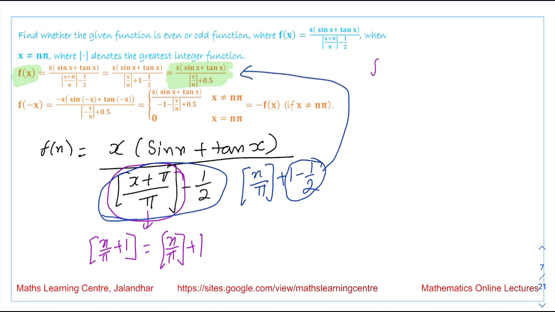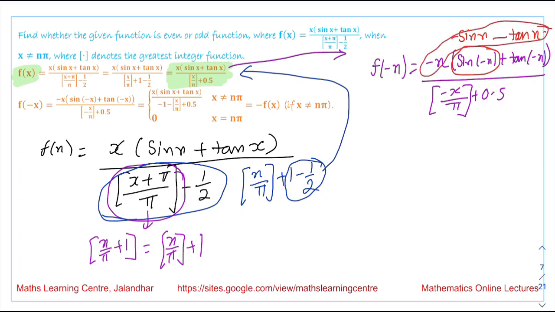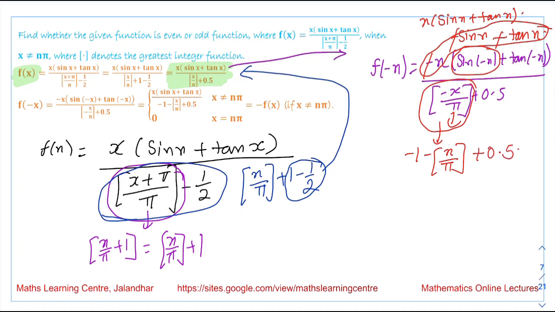Now if we calculate the value of f(-x), we have (-x)(sin(-x) + tan(-x)) over [-x/π] + 0.5. Now look at this numerator: sin(-x) is minus sin x, tan(-x) is minus tan x, so this whole numerator will become x(sin x + tan x), as minus and minus get cancelled. If we look at this denominator, this is the greatest integer of -x/π, and from the properties of the greatest integer function, this will be -1 - [x/π] + 0.5.